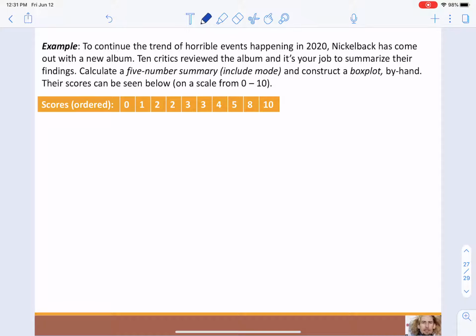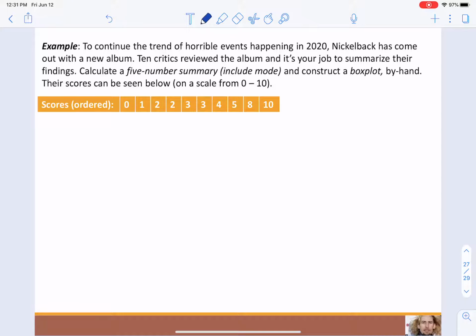Okay, so here's the example, and I made this up too. In this class, most of the time we'll be working with real data. This is not the case. So, to continue the trend of horrible events happening in 2020, Nickelback has come out with a new album, and then some people reviewed it and they calculated their scores, and it's now our job to make a box plot and a 5-number summary to summarize those scores, so we don't have to actually read all of the values in there and get some meaning out of it. We can just look at a picture and get, I think, a better idea of what's going on.